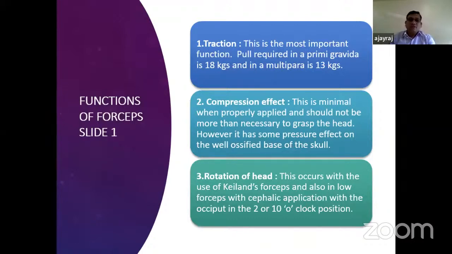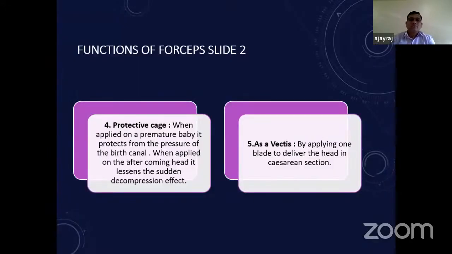Rotation of the head. This occurs with the use of Kielland forceps and also in low forceps with cephalic application, with the occiput in the +2 or 10 o'clock position. Protective cage. When applied on a premature baby, it protects from the pressure of the birth canal. When applied on the aftercoming head, it lessens the sudden decompression effect. As a vectis, one blade is applied to deliver the head in caesarean section.